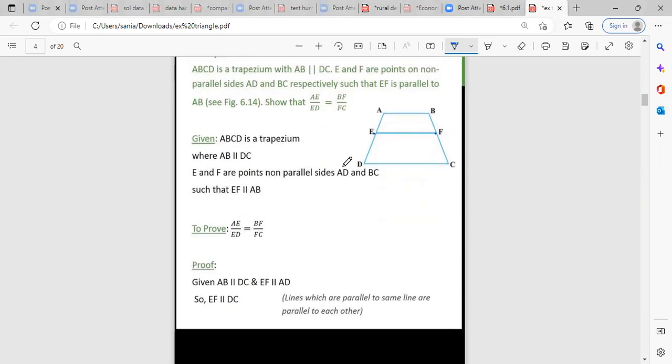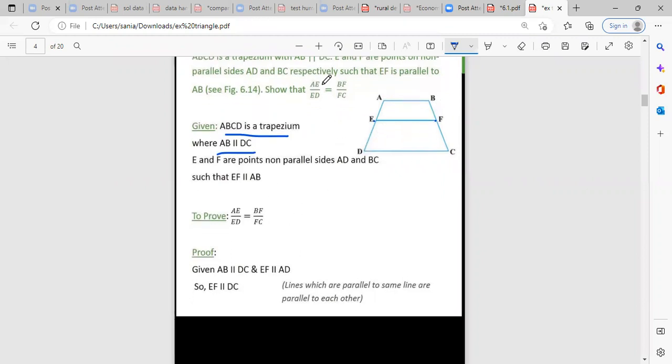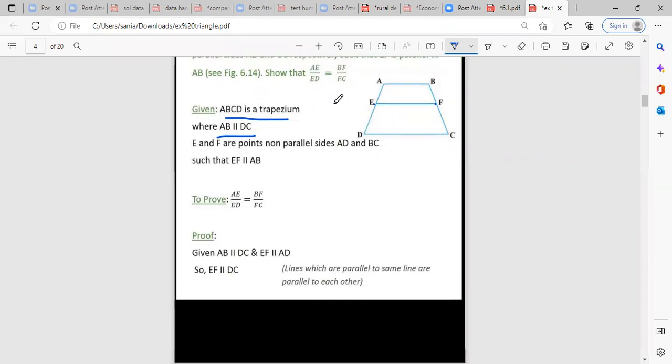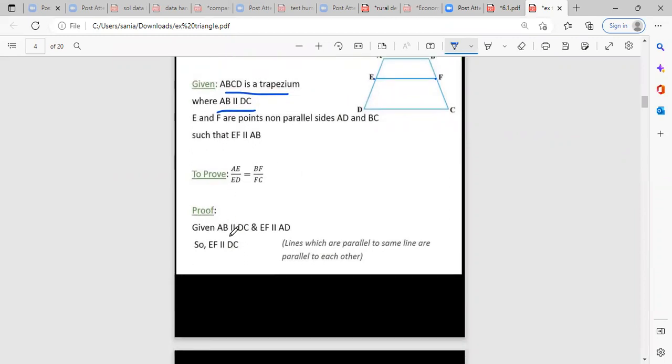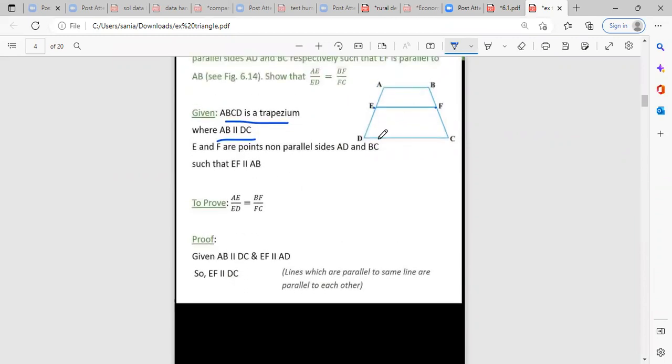So again, what is given? ABCD is a trapezium. These are parallel. These are points on these sides, and EF is parallel to AB. This is given. What you have to prove? You have to prove this. Let's just start. Proof. So it is given that AB is parallel to DC, and EF is parallel to AB. Clear? Okay.